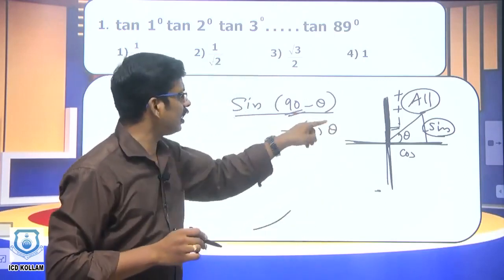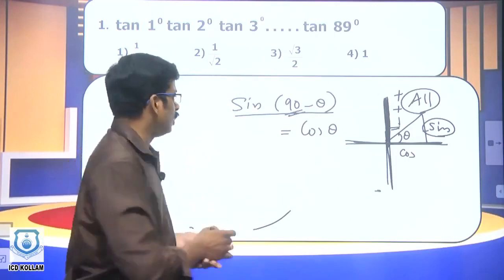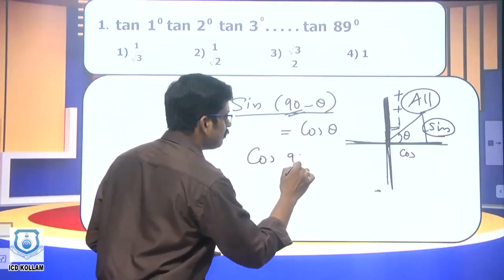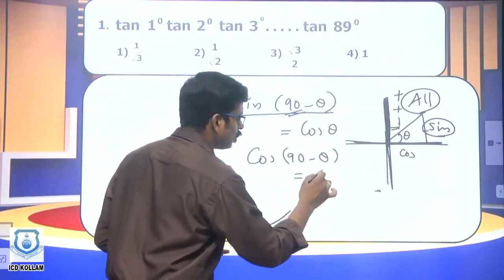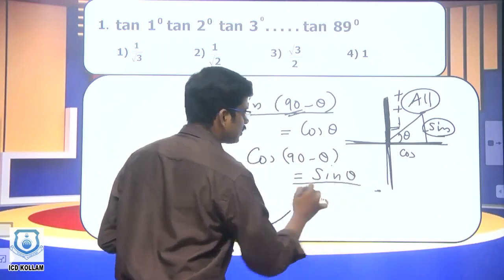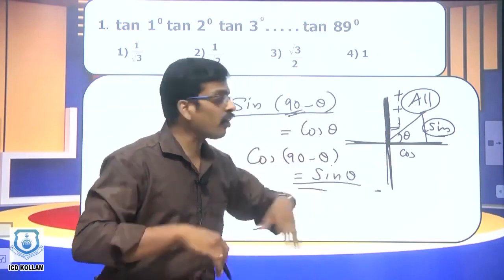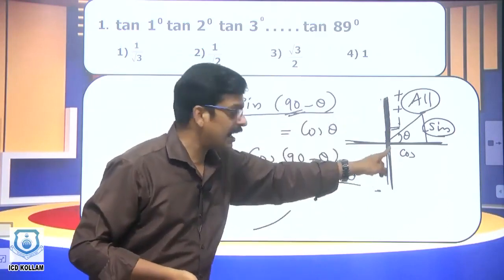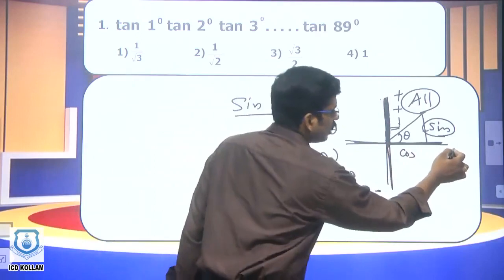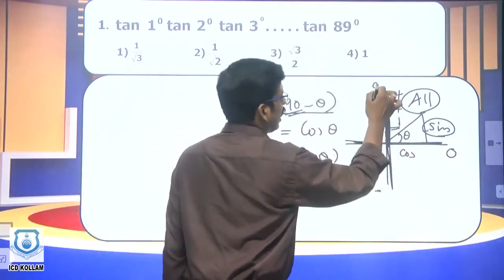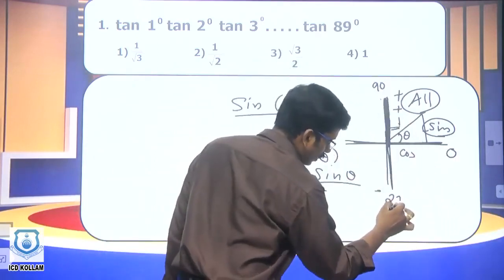Sin(90 minus theta) is always equal to cos theta. Similarly, cos(90 minus theta) will be equal to sin theta. This change happens only when the angle is rewritten in terms of the standing line. Standing line means this is 0 degree, this is 90 degree, and this is 270.